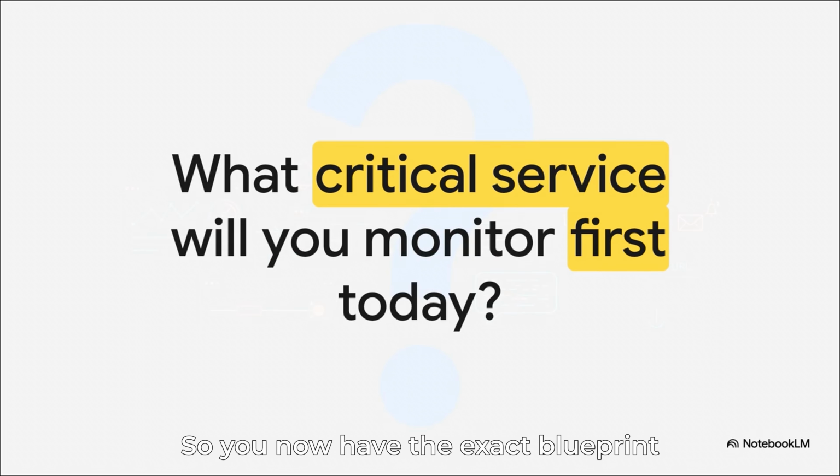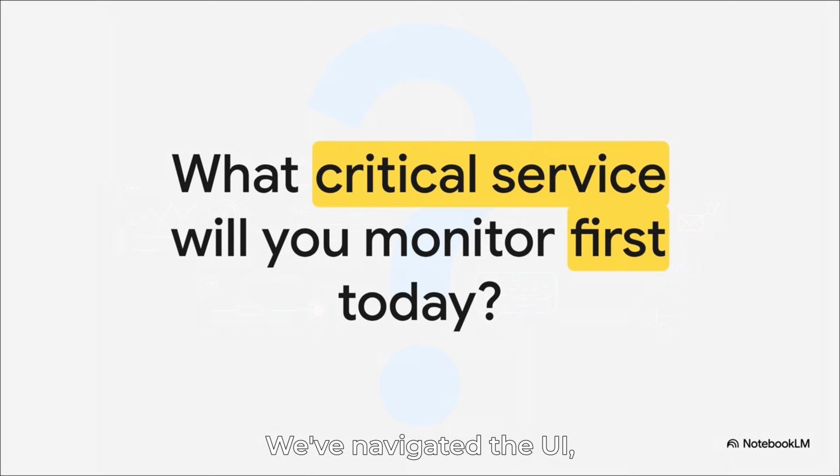So you now have the exact blueprint to protect your systems. We've navigated the UI, built a really robust Prometheus query, and linked the whole shebang directly to Slack. But I want to leave you with this thought. If you can automate the detection of a massive failure this easily, how long until you figure out how to automate the fix itself? Take control of your reliability today, and we'll see you in the next explainer.